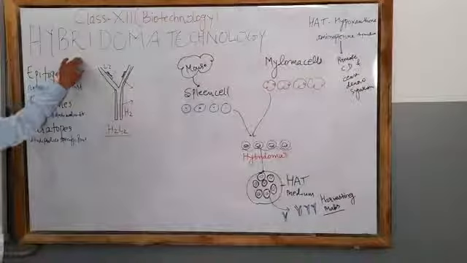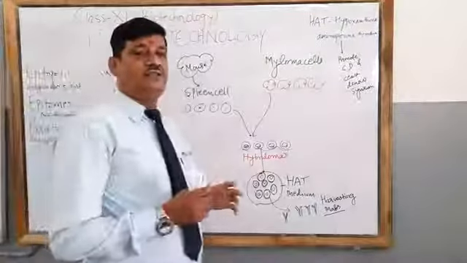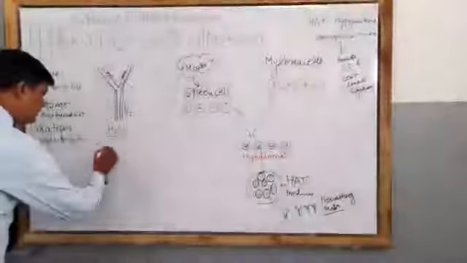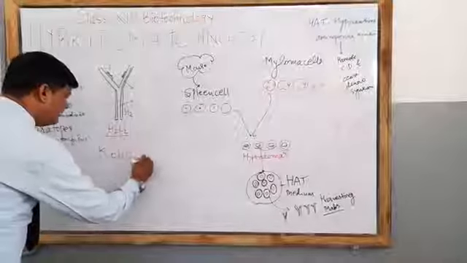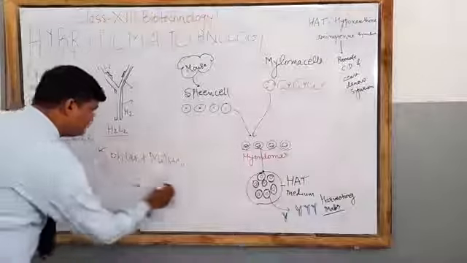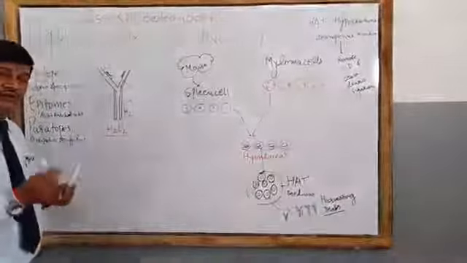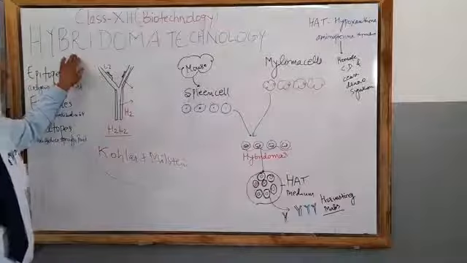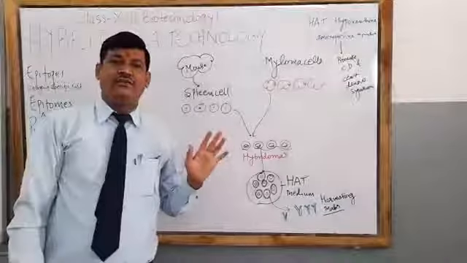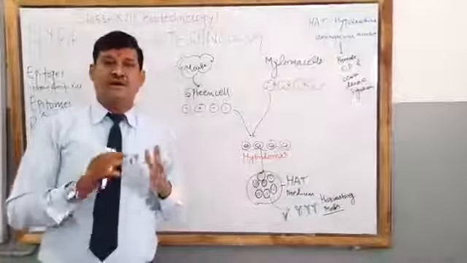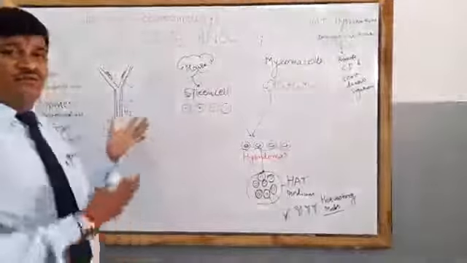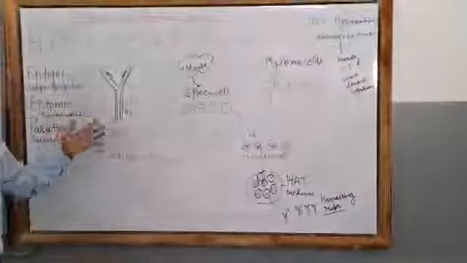Hybridoma technology is the technology that was developed by two great scientists, Kohler and Milstein. Kohler and Milstein are the two scientists who got the Nobel Prize for the discovery of this hybridoma technology, and the product of hybridoma technology is hybridomas. Now let us see what this product is and how it is very important.